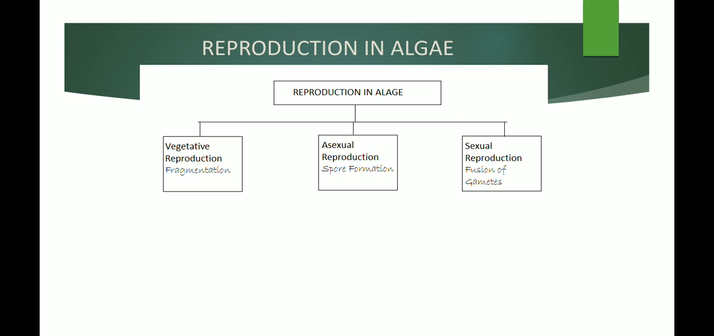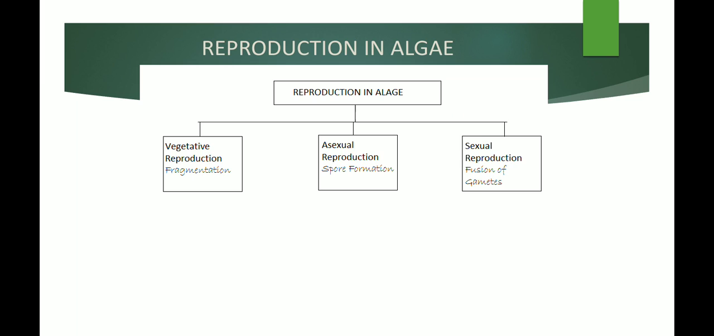What happens in vegetative propagation is the plant body itself gives rise to a younger one. For example, we have seen cultivation of potatoes. We cut the potatoes and plant them, and from the potatoes we again get new fresh potatoes. That is nothing but vegetative propagation.